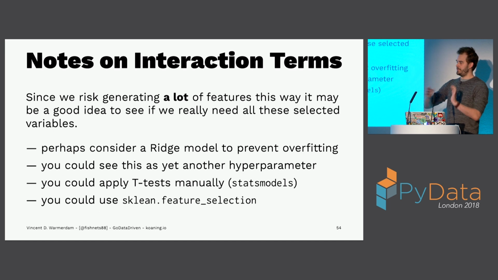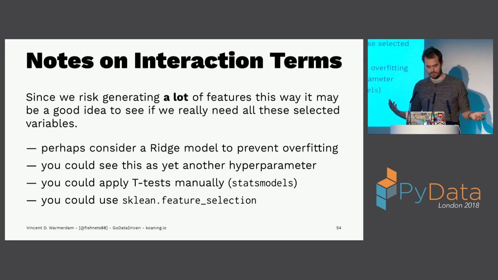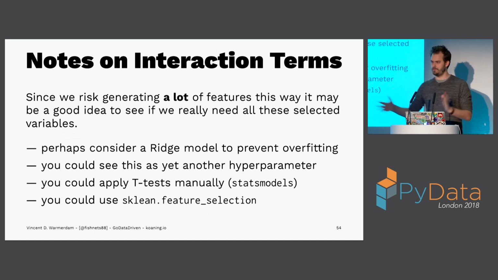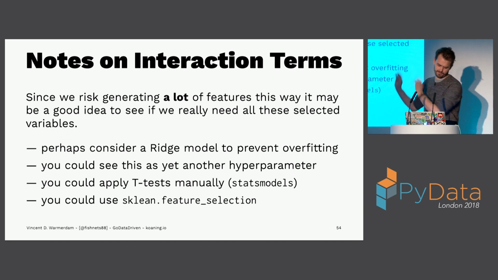When you do this, though, you're going to generate a whole lot of features, and then you should probably want to reduce them as well. So things you might want to consider is maybe just get a ridge model to prevent overfitting. Try to maybe remove variables in your hyperparameter search function, because you want to keep things small. You can apply t-tests with statsmodels. You can also use whatever thing in scikit-learn for feature selection that you have.